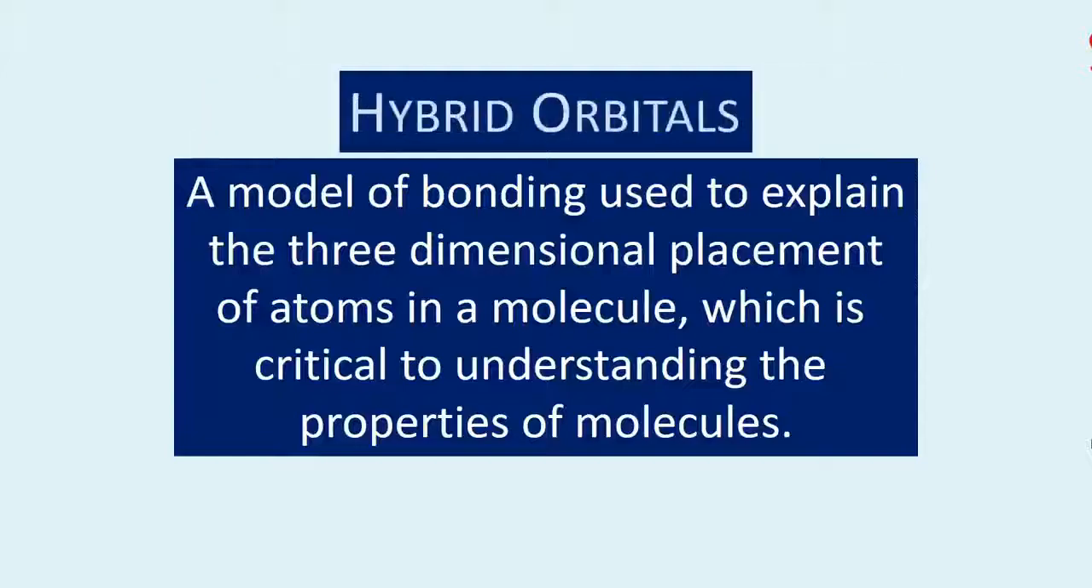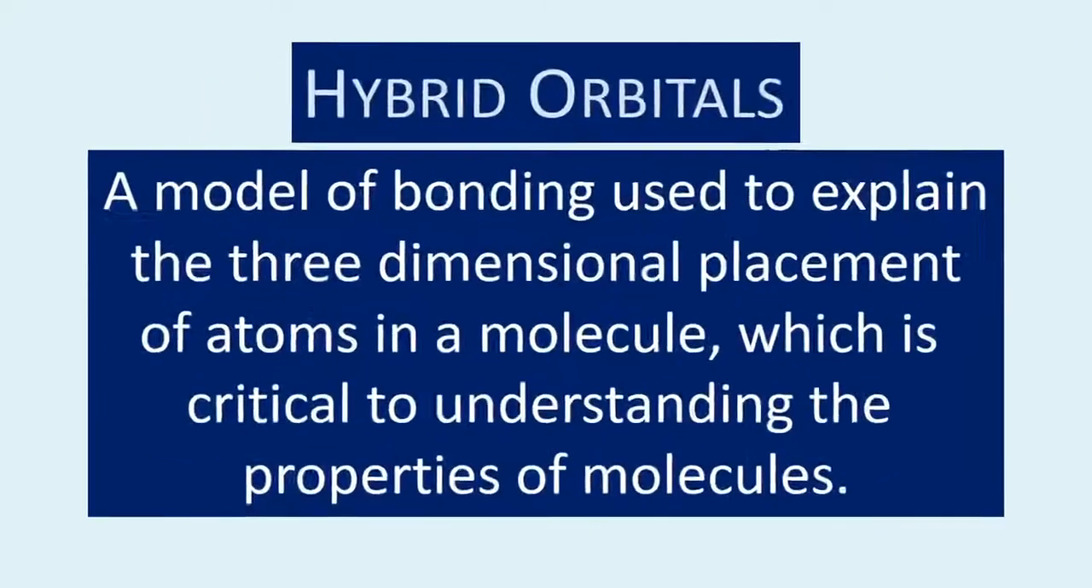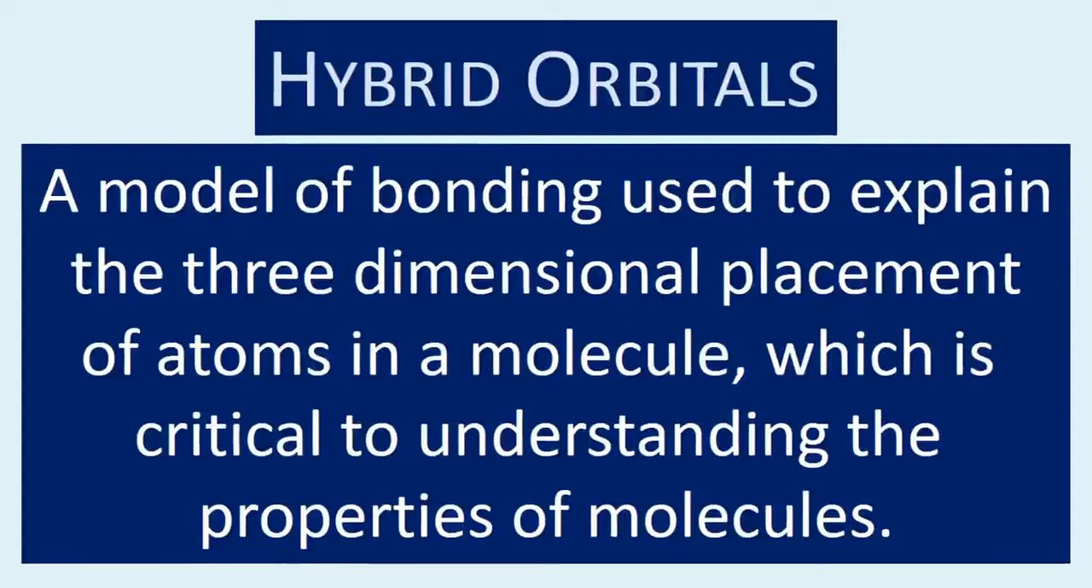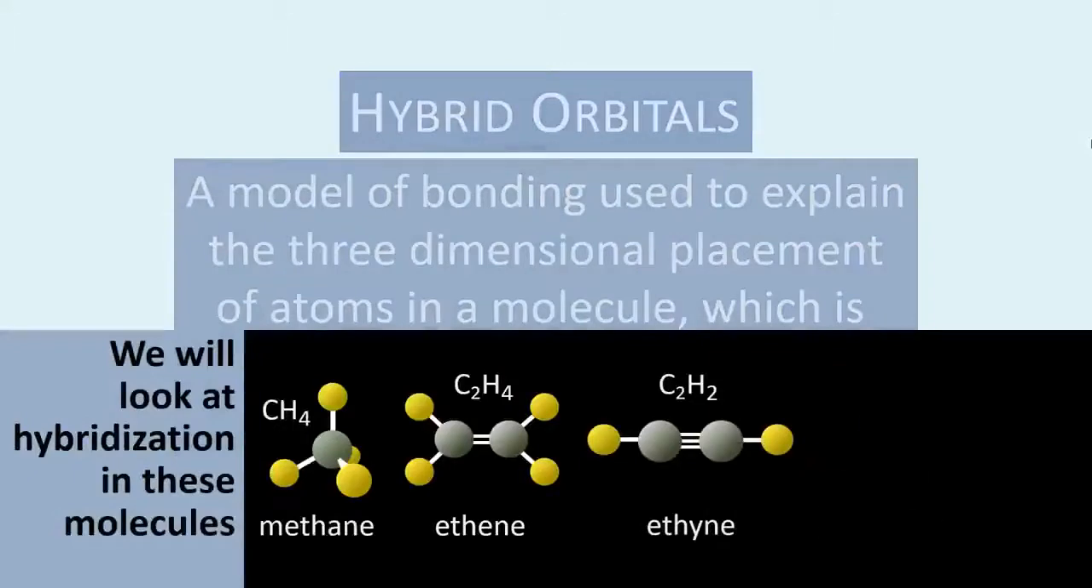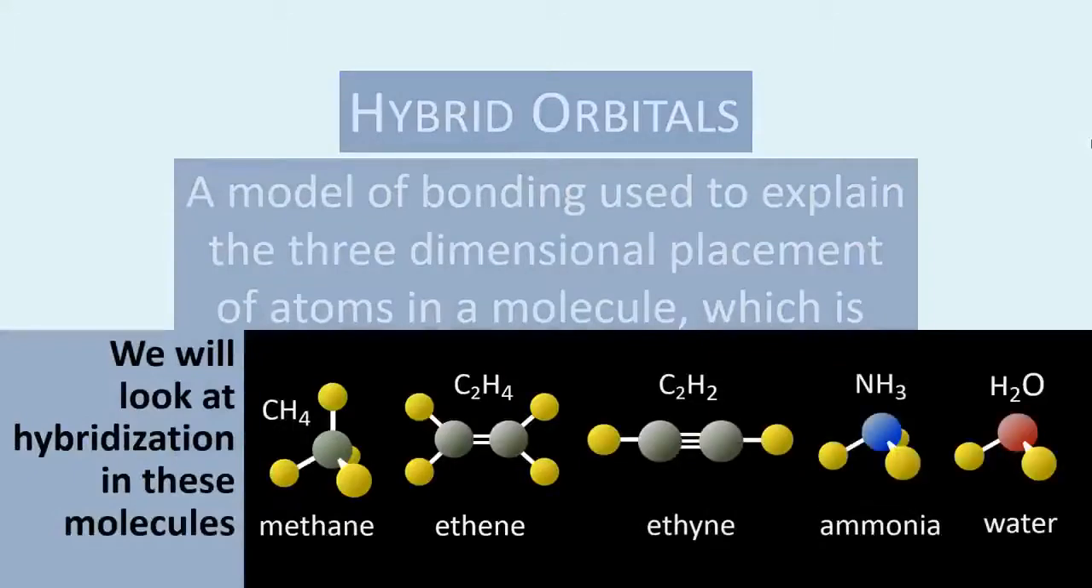Hybridization theory, developed in the 1930s by the great chemist Linus Pauling as a model of bonding to understand the three-dimensional placement of atoms in a molecule, is critical to our understanding of the properties that molecules have. In this video, we will look at methane, ethene, ethyne, ammonia, and water as our models for hybridization.